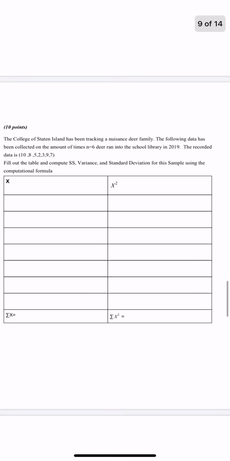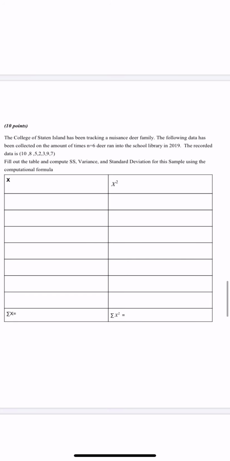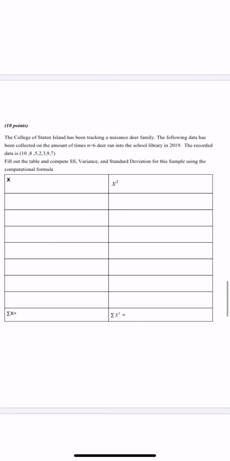Next question. The College of Staten Island has been tracking a nuisance deer family. The following data has been collected on the amount of times n equals 6 deer. That should be n equals 7 deer. All right, there's 7 numbers here. It's a typo. Ran into the school library in 2019. The recorded data is 10, 8, 5, 2, 3, 9, and 7.